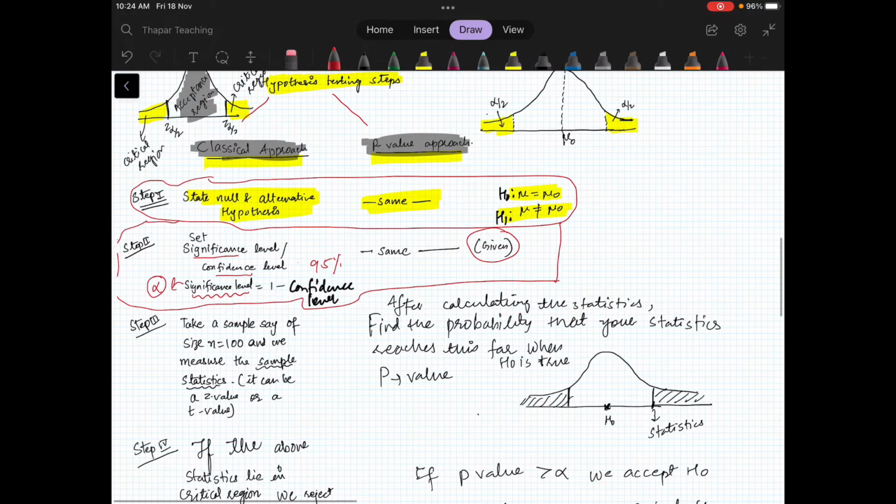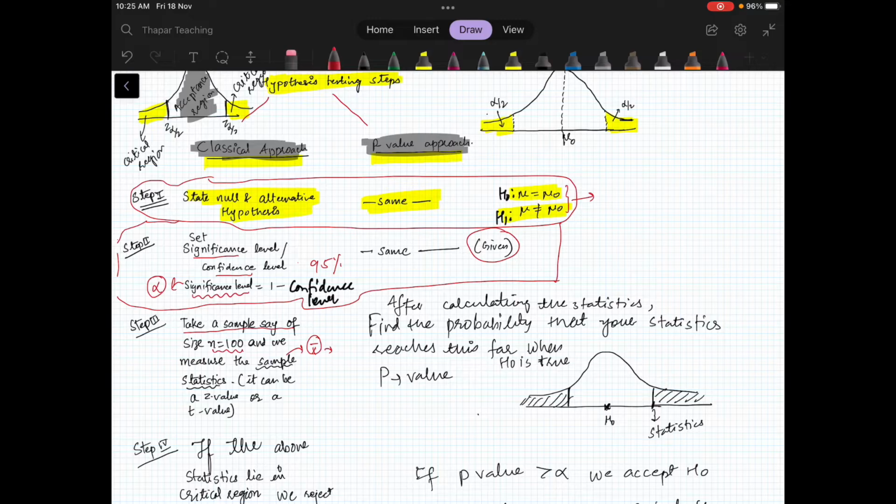Now in step 3, because you want to test your hypothesis, you will work on a sample. You take a sample of size n, whatever; I have taken 100 here, that is just an example. You can take any size. And we measure the sample statistic. For example, we are making a claim about the mean, so here we will find x bar, which is the mean of your sample. It can be converted into a z value or a t value, depending on what kind of situation we have.